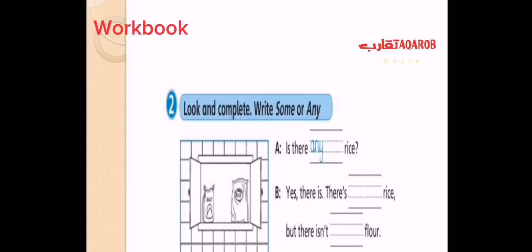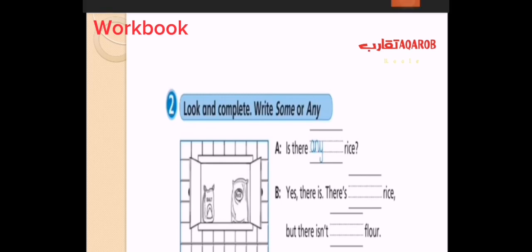Now let's do the second exercise. Look at the picture and complete by using some and any. Let's remember when we use some and when we use any. We use some in an affirmative sentence, but any we use in a question and a negative sentence. Let's start. Is there any rice? Here we use any because this is a question.